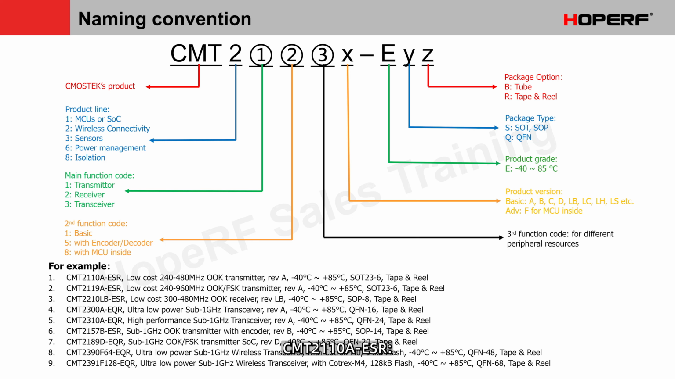CMT2110A-ESR, low cost 240 to 480 MHz OOK transmitter. Version A, minus 40 degrees Celsius to plus 85 degrees Celsius, SOT23-6 package, tape and reel. CMT2119A-ESR, low cost 240 to 480 MHz OOK FSK transmitter. Version A, minus 40 degrees Celsius to plus 85 degrees Celsius, SOT23-6 package, tape and reel.